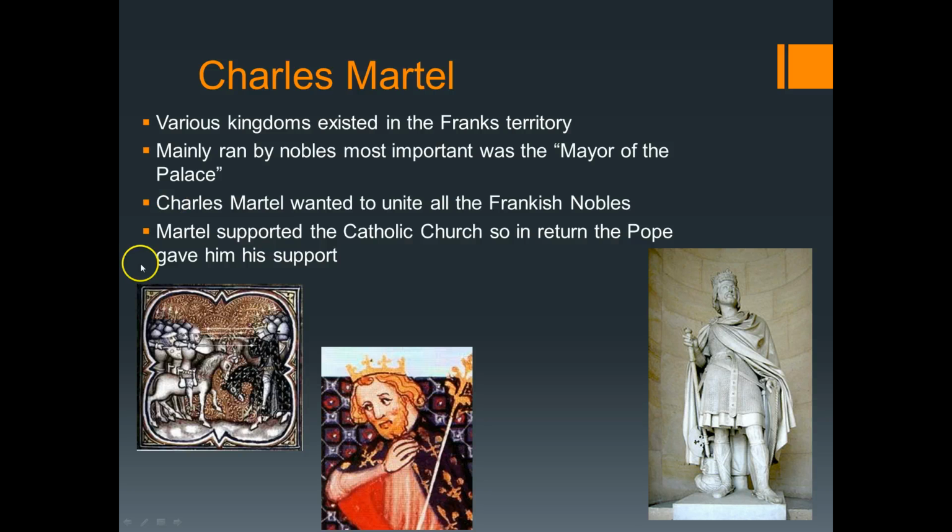And Charles Martel was in this position, mayor of the palace, and he wanted to unite all of the Frankish nobles. Because during medieval times everybody is spread out, and we'll talk more about how this feudalism system works a little later in another video. But he wanted to unite everybody and bring this Franks power together. Martel also was supportive of the Catholic Church. So in return, the Pope, who was the head of the Catholic Church, gave him his support.